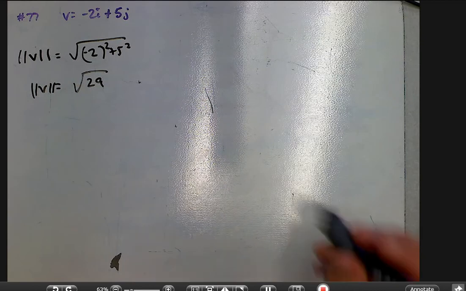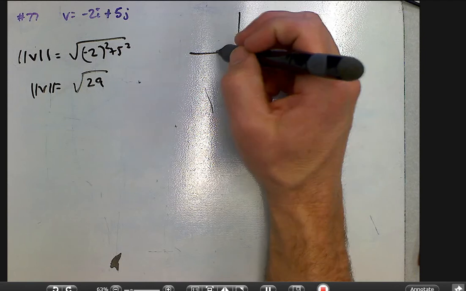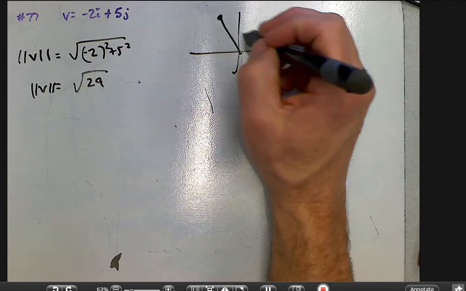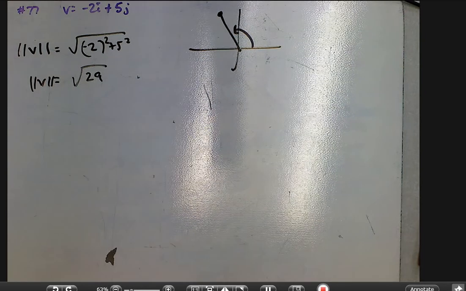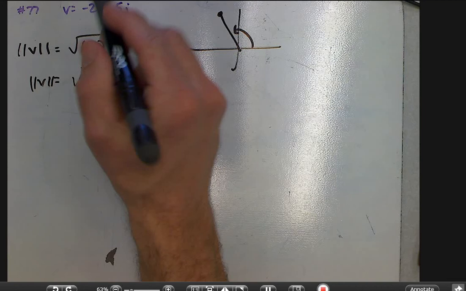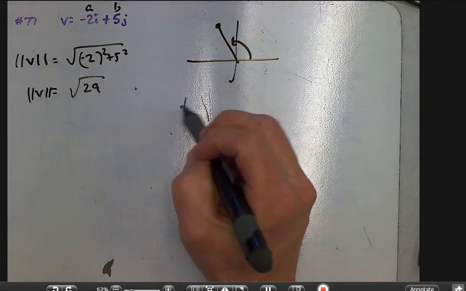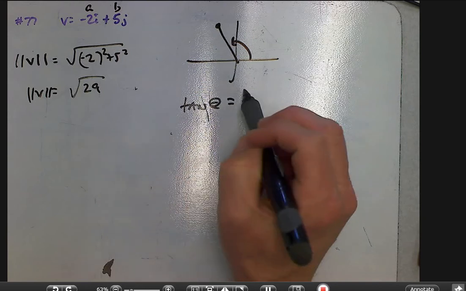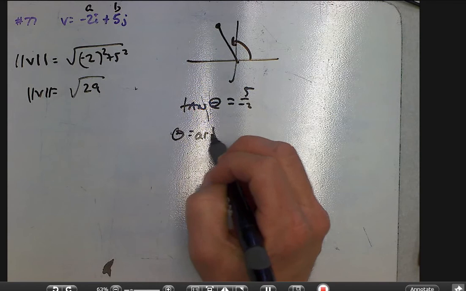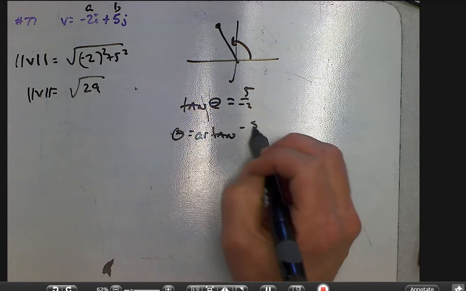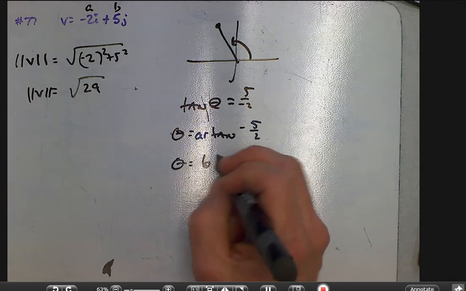Okay? My direction angle, if I were to graph negative 2, 5, it would be negative 2 back, 5 up, so it's right here. So my direction angle is that one. That's the angle I need. In order to do that, well, a, b, put those on top. Tangent of theta equals b over a. So theta equals the arc tangent of negative 5 halves. So theta is going to be 68.2 degrees.